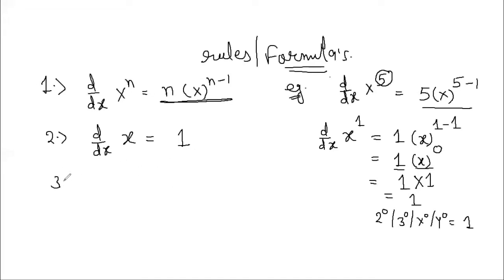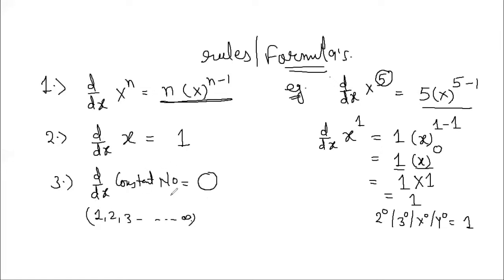And similarly, the differentiation of any constant number. Now what is called a constant? You must know all the numbers starting from 1, 2, 3, going up to millions, billions, up to infinity. These all are called constant numbers. Do you know what is the differentiation of a constant number? The differentiation of a constant number is always 0. That can also be proved, but it's easy and you don't have to go into that step right now.